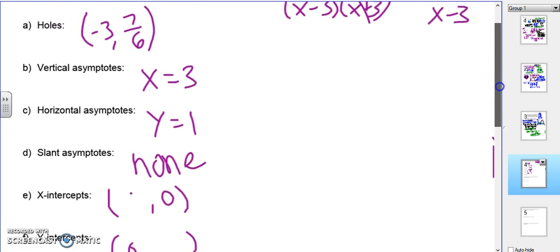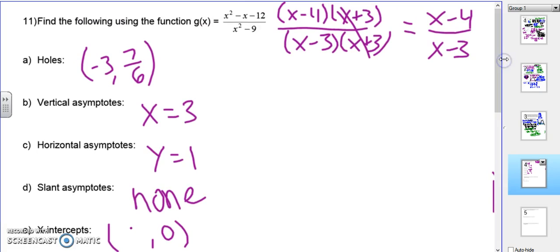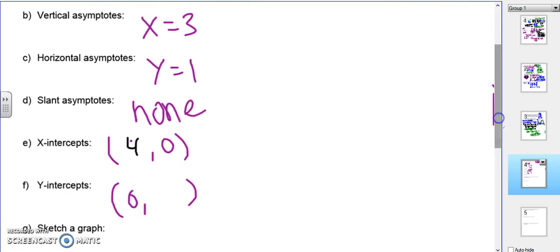Okay, so let me go back up. When y is 0, that means the whole equation is 0. If the whole equation equals 0, that means the top is 0. So x would have to be 4. And then if x is 0, I'm going to get positive 4/3.